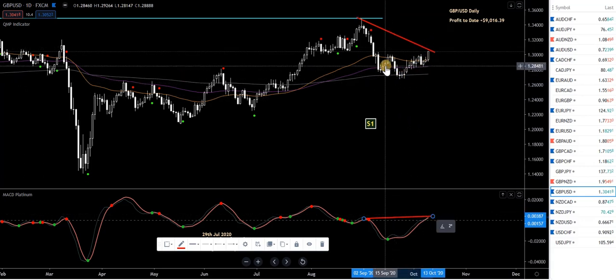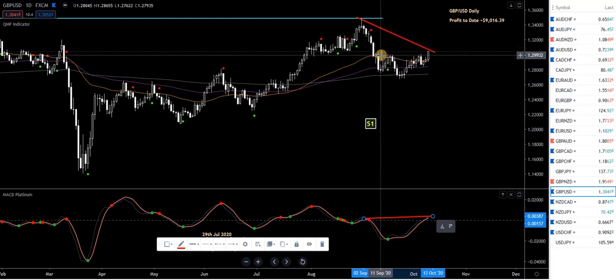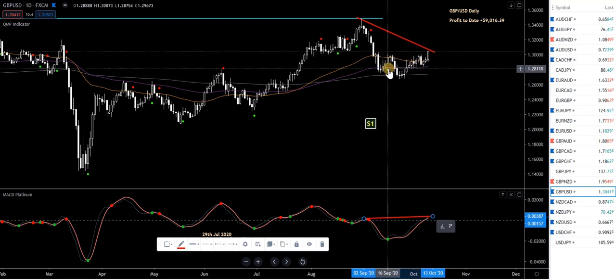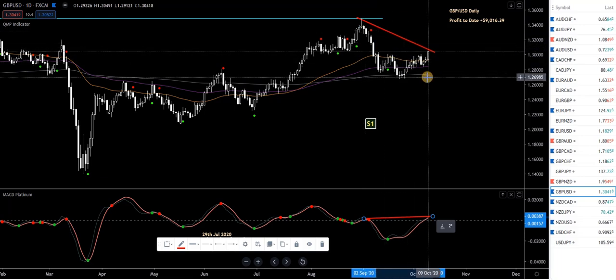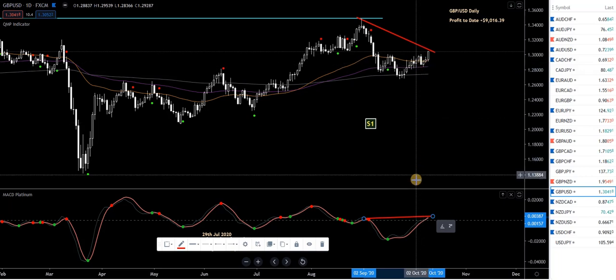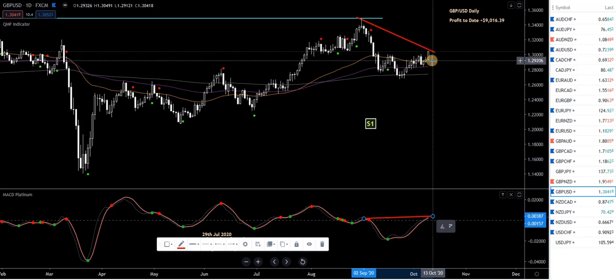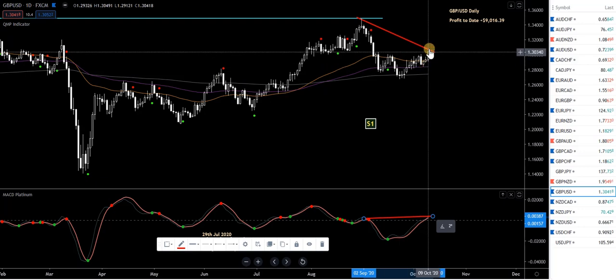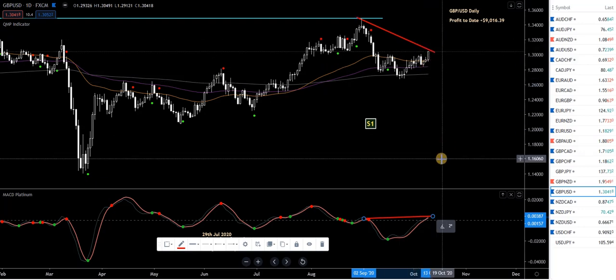I was in buys here. I probably got out of them a bit premature. I took a buy on here and I drew a trend line across here. Took a second buy, but then I had this bearish candle in here. This wasn't looking good. The MACD platinum went through the 0 level, so I closed both those buys for a small profit. In hindsight, it's gone on, and that's what happens sometimes.